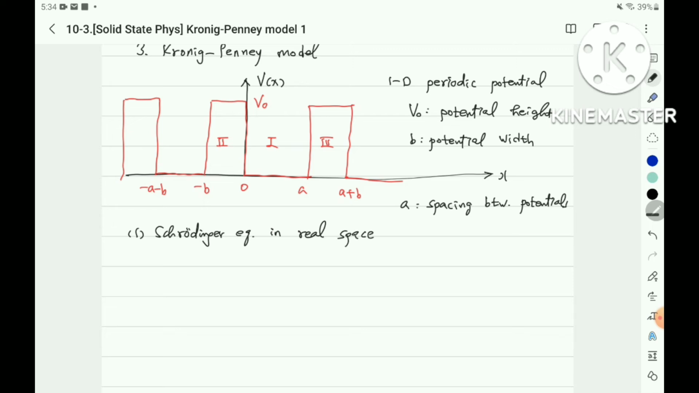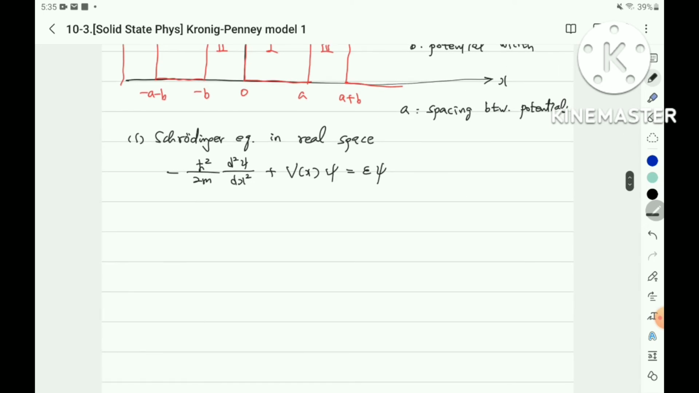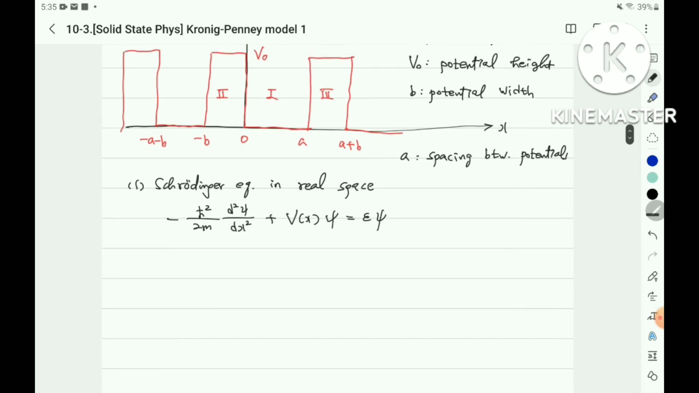In one dimension, the Schrödinger equation is minus h bar squared over 2m, d squared psi dx squared, plus potential times psi, equal to epsilon psi. It is the Schrödinger equation. In region 1, there is no potential. There is no potential, and the potential is equal to 0.